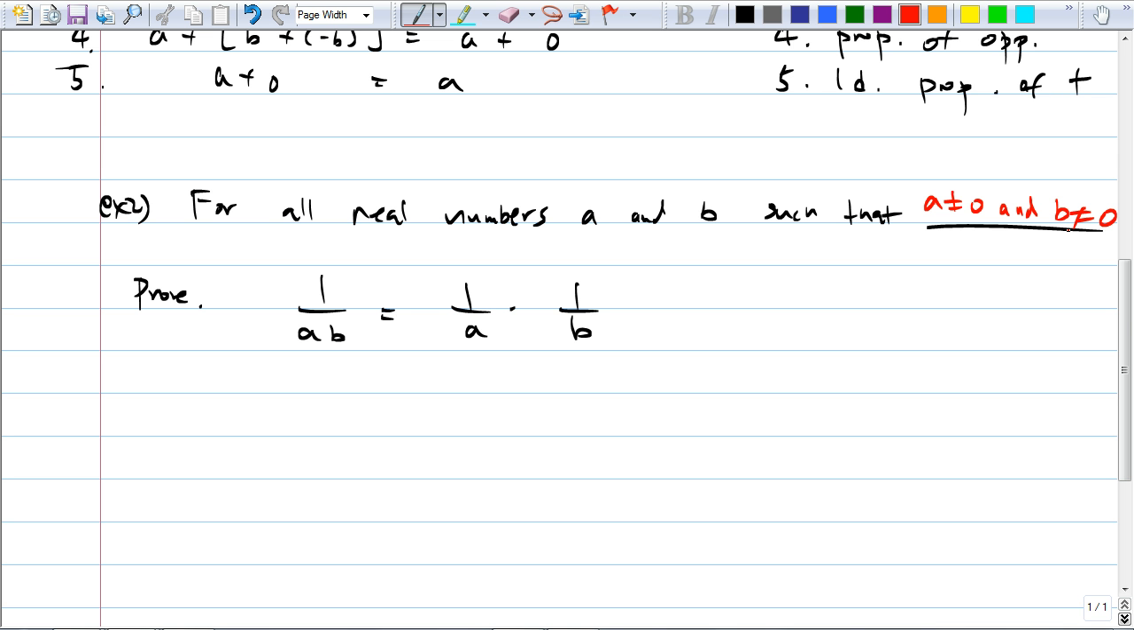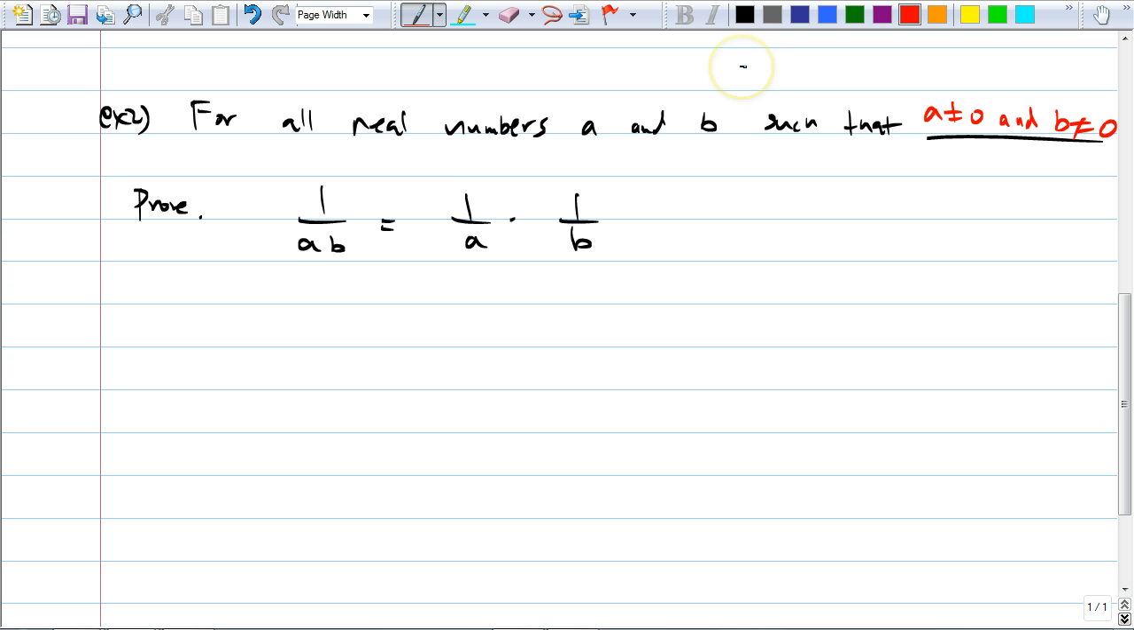A could be negative 1 million, B could be 0. It's still undefined. And if they're both 0, of course, it's undefined. So we want to avoid those cases, because it'll be undefined. So let's go about doing this. Let's prove this one. Anybody have any guess what we're going to start with?